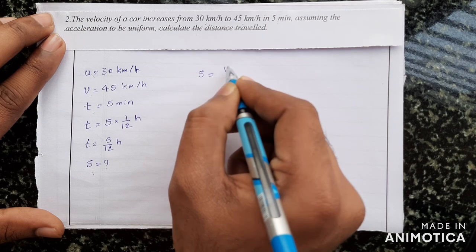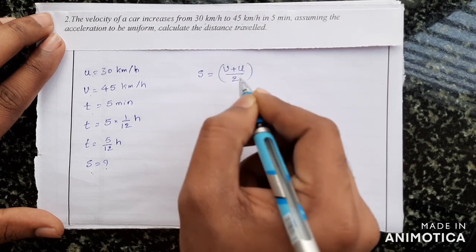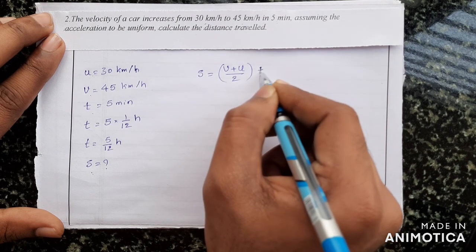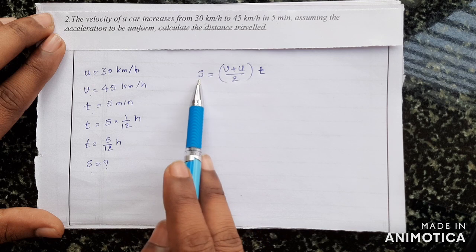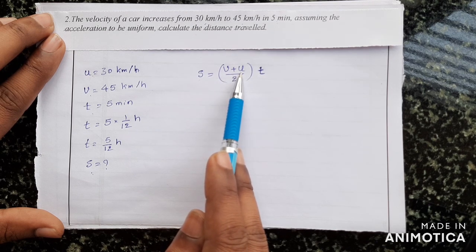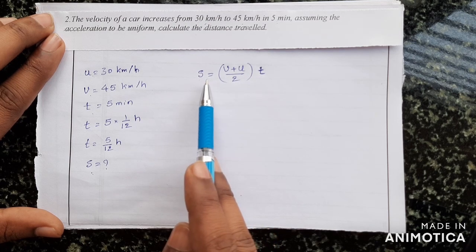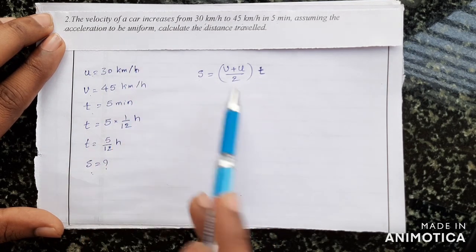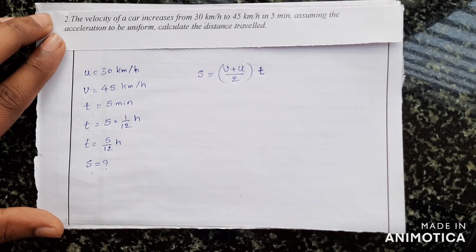So what is average velocity? Final velocity plus initial velocity by 2 is average velocity into time. This is the formula for displacement expressed using final velocity, initial velocity and the time taken for uniformly accelerated motion. Acceleration is uniform throughout the motion.